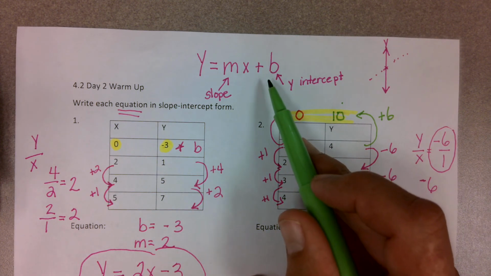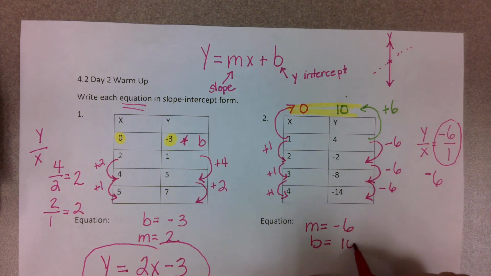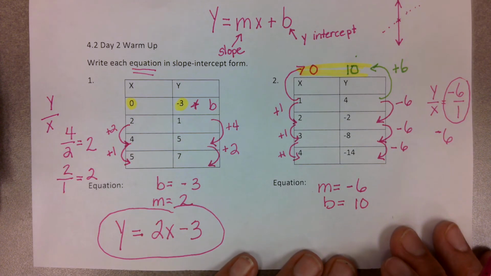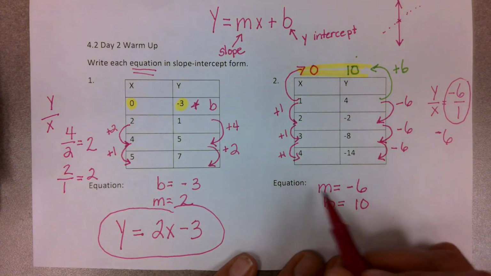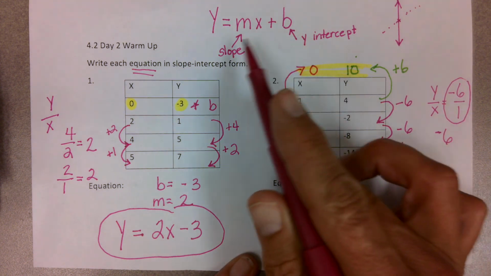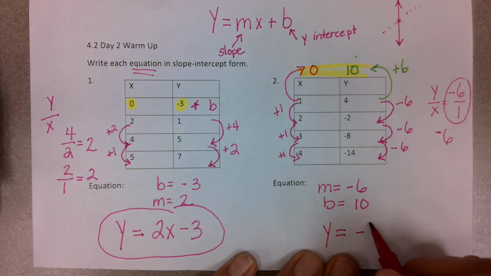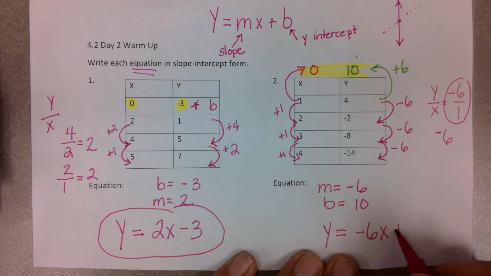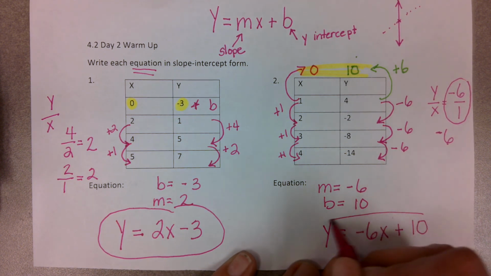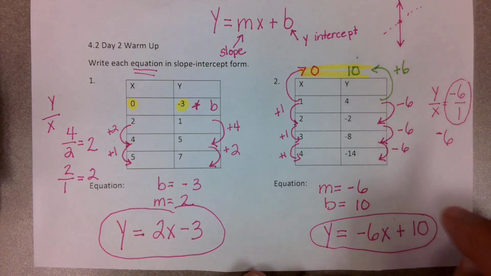Remember, your b is your y-intercept. And I've got b equals 10. Now you have your m value, which is your slope, and you have your b value, which is your y-intercept. You're just going to use this equation and write your equation. y equals negative 6x plus 10. You now have your equation that you obtained from looking at the table.